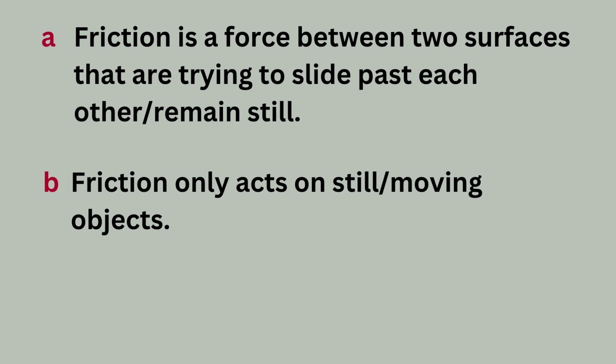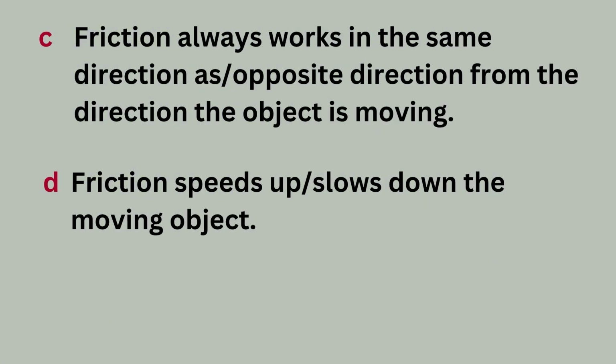A. Friction is a force between two surfaces that are trying to slide past each other. B. Friction only acts on moving objects. C. Friction always works in the opposite direction from the direction the object is moving. D. Friction slows down the moving object.